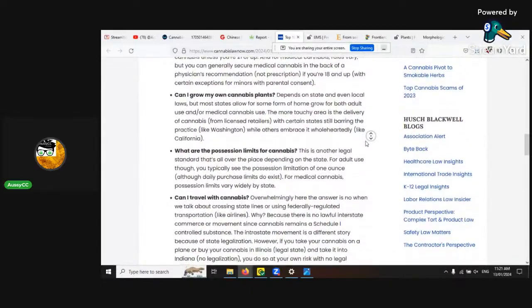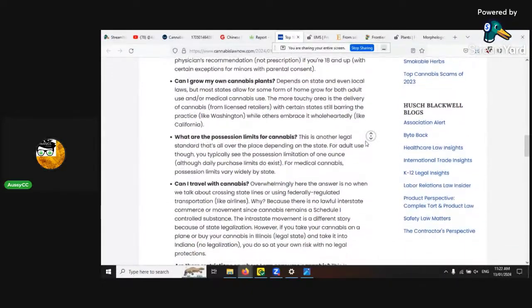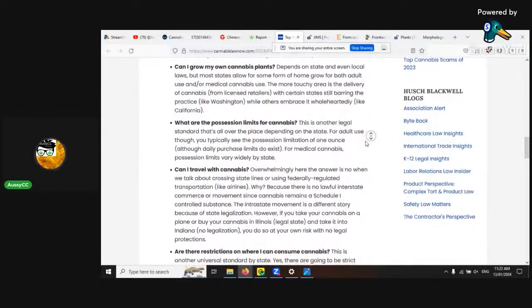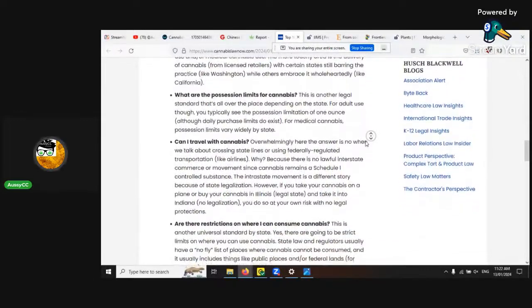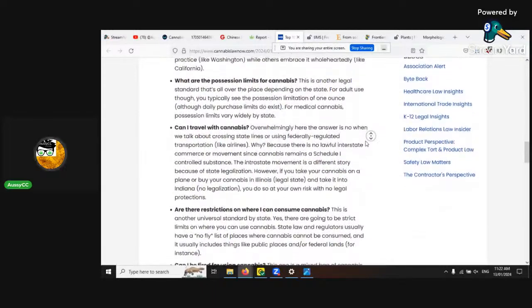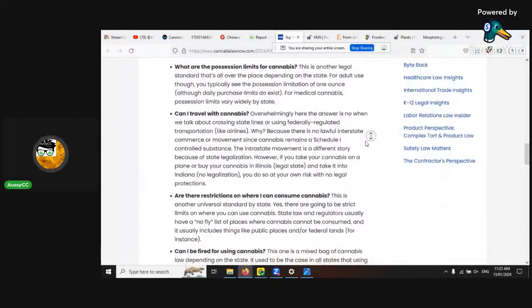Yeah, soon it'll be changed in Australia, hopefully. Talking bloody years. What are the possession limits for cannabis? In the ACT, it's 50 grams. You can show the police, so it's cool. Can I travel? Yes, you can. On airlines, it's sweet.